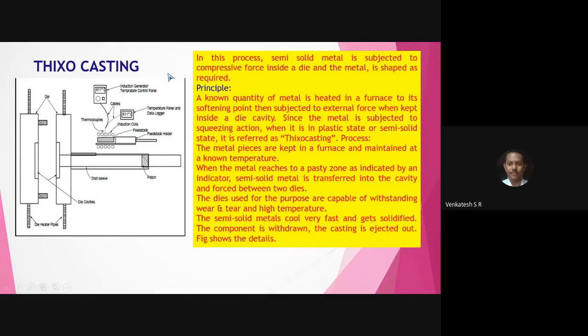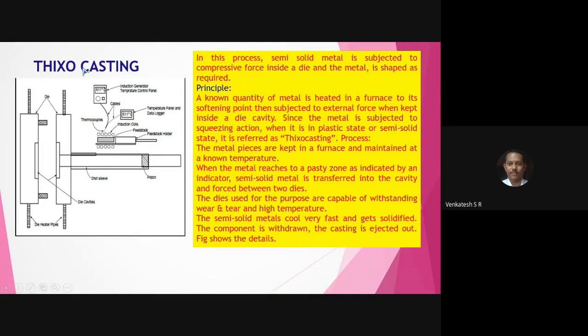Only the semi-solid state metal is placed inside the shot sleeve or shot chamber, and this is the piston which forces the metal to fill the mold cavity here. After a certain period of time, usually 2 to 3 minutes, the casting is ready. Due to the ejector pins, the other portion of the die moves in the other direction, and the casting is removed from the die cavity. This is the Thixo casting. Here the metal is heated to a semi-solid state.